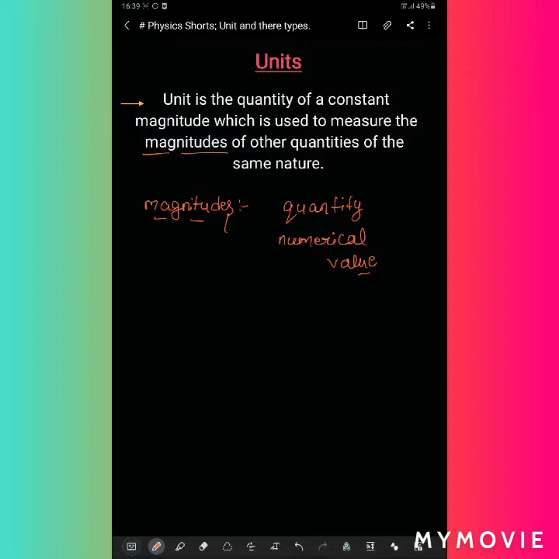Let's take the meaning of magnitude as value, because its actual meaning is representing values. So a unit is the quantity of a constant value, means a unit is something which is constant, which is the same. Constant means same, okay. A unit is the same value which is used to measure the value of other quantities, the same value which is used to measure the value of other quantities of the same nature.